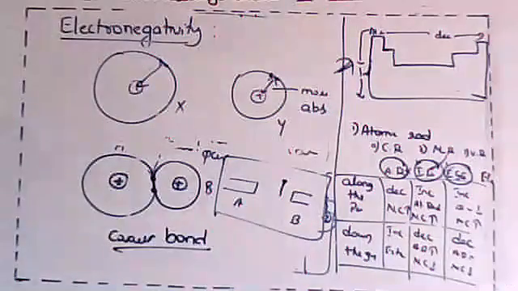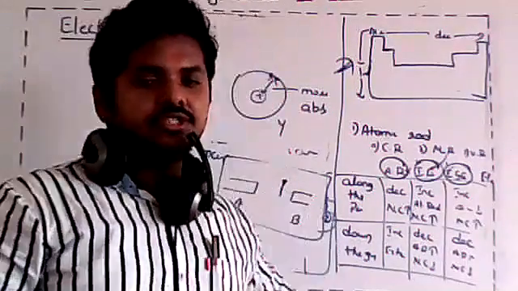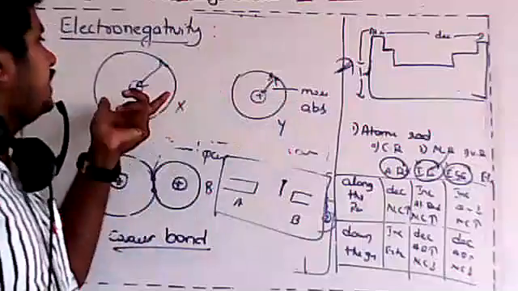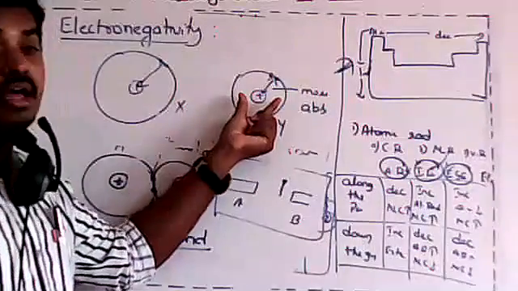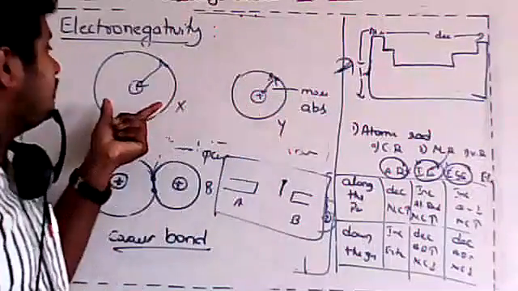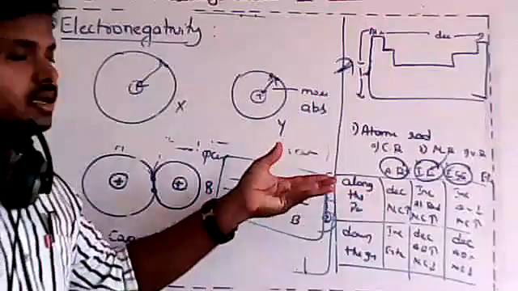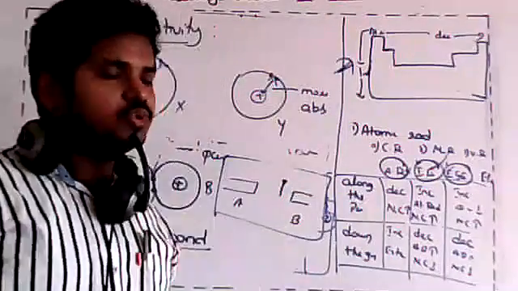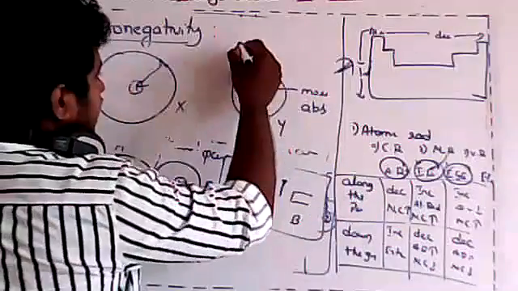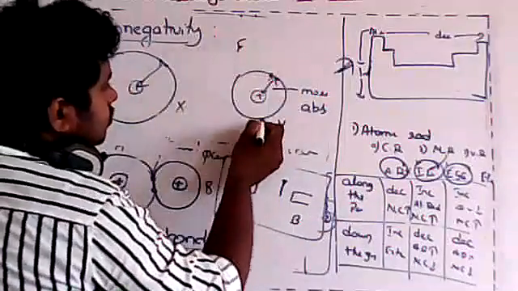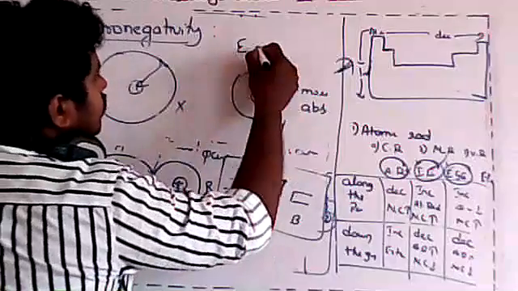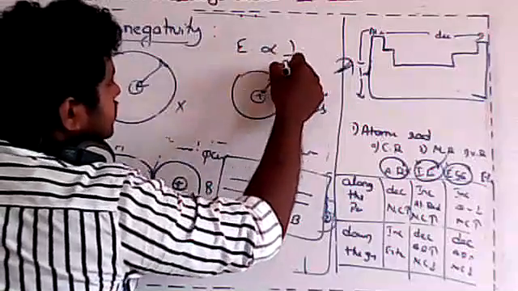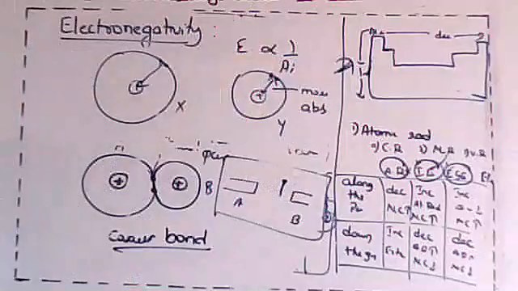Got it? In that case, I can assume that this might have more electronegativity than this one. Why? Because its size is smaller. Is that clear, my dear students? So in that case, how are they related? Electronegativity comes out to be larger for a smaller atom. So electronegativity is inversely proportional to atomic radius.